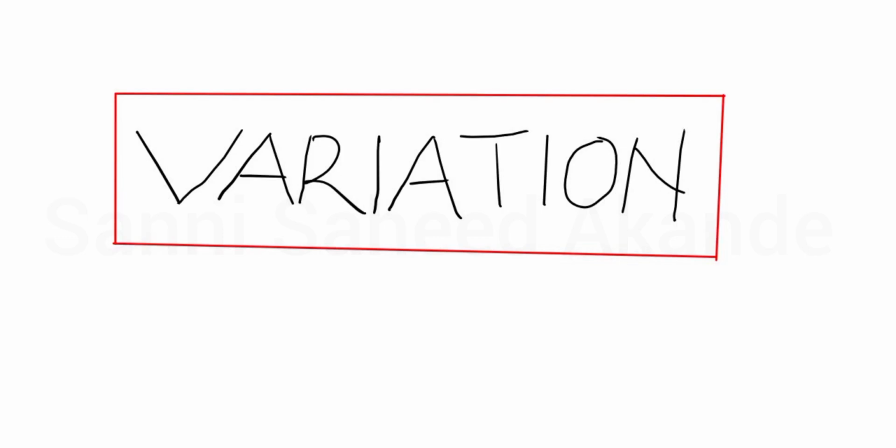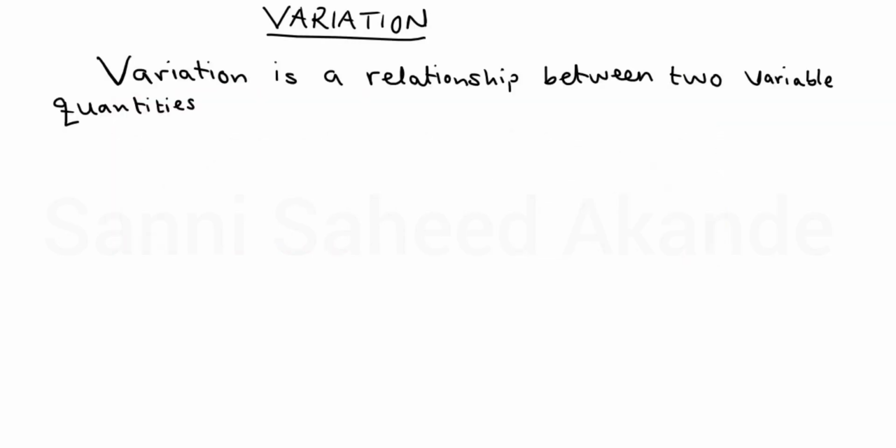Today we are going to start looking at variation. All right, so let's look at what variation is. Variation is a relationship between two variable quantities. Then we have four types of variation that we are going to be considering under this topic. Let me first of all list them out.